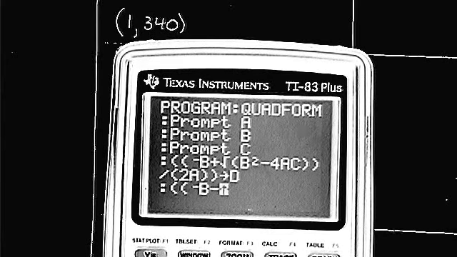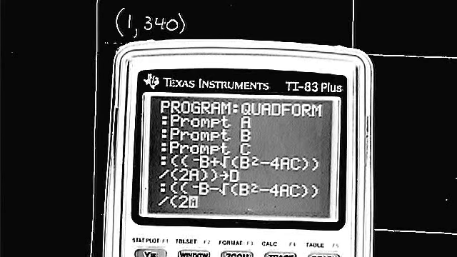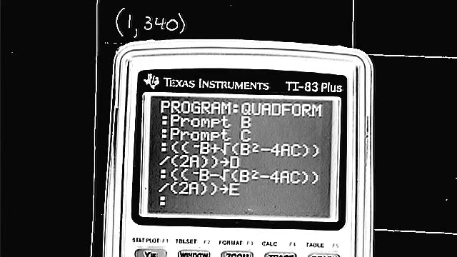This time I'm subtracting, because I'm doing the other half of the quadratic formula. Square root of (B squared minus 4 times A times C), divided by (2 times A), stored in letter E. So I'm storing half the quadratic formula in D and the other half in E. Now all I really need to do is display D and E. That's what I'm going to do here.